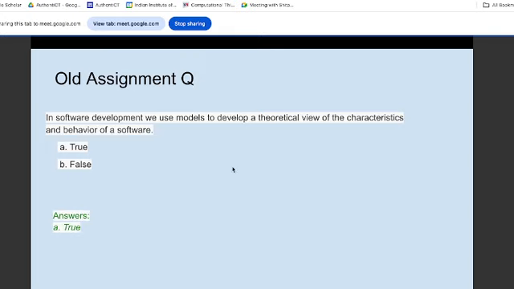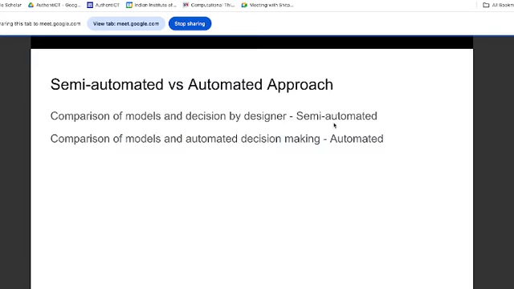Correct. So the answer is true. Now the next part is the semi-automated and automated approach. Irrespective of whether you are performing adaptive or non-adaptive design, there are these semi-automated and automated approaches of making the computational models and creating this application layer.